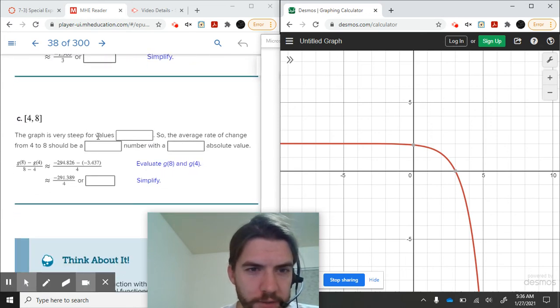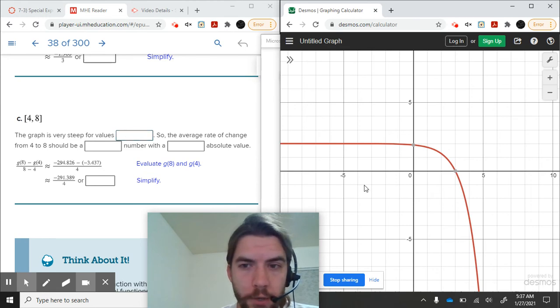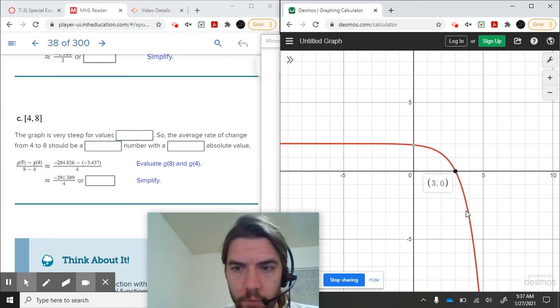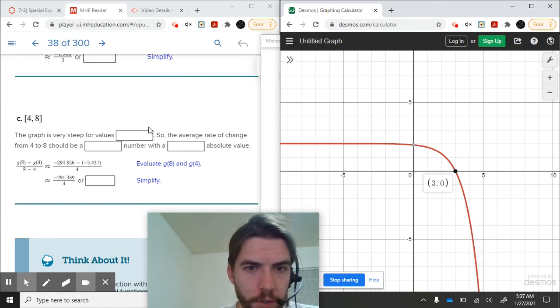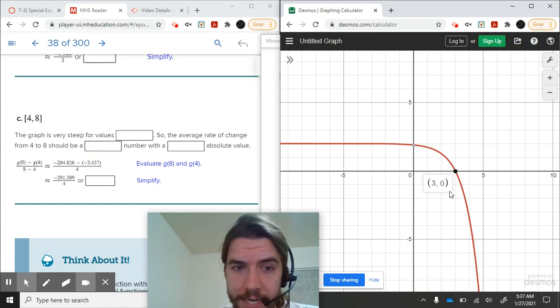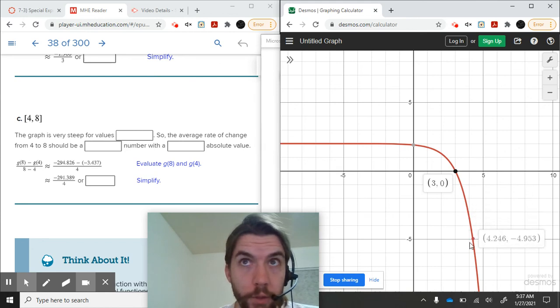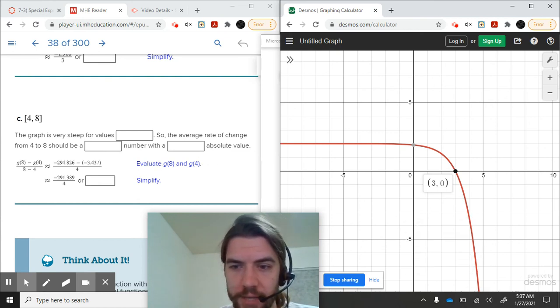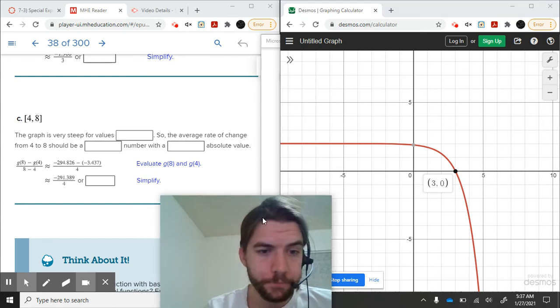The graph is very steep for values greater than 4, right? As we're coming out, around this region, it gets very steep. So the average rate of change from 4 to 8 should be a negative number, right? We have a negative slope. That's what it means to have a rate of change. It's your slope with a large absolute value. So ignoring the negative part, the size of that slope gets really big.